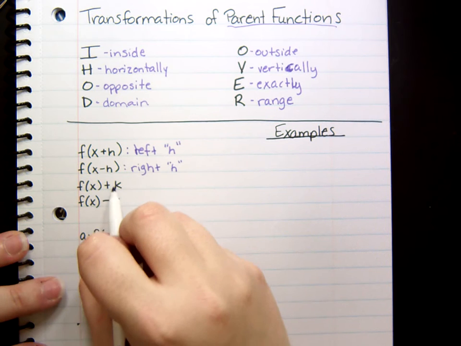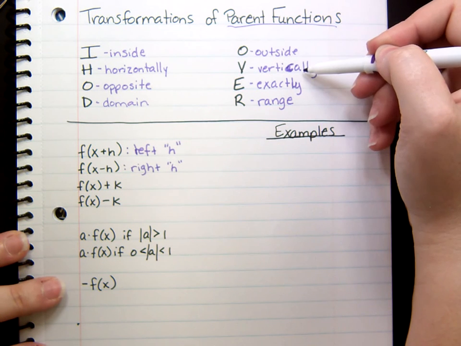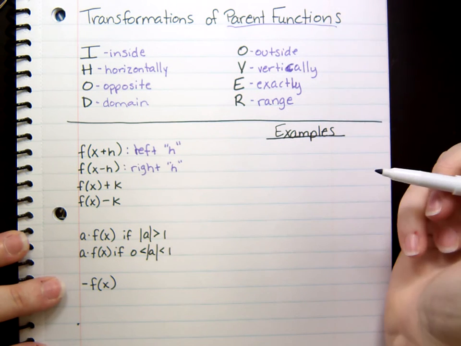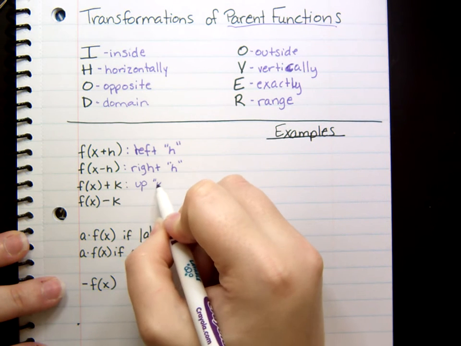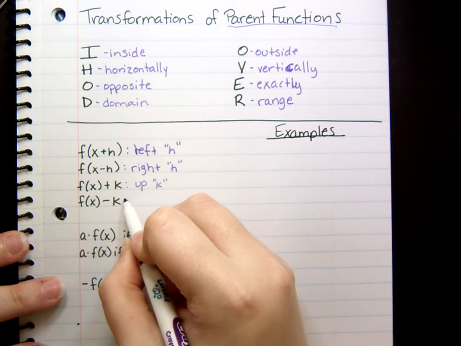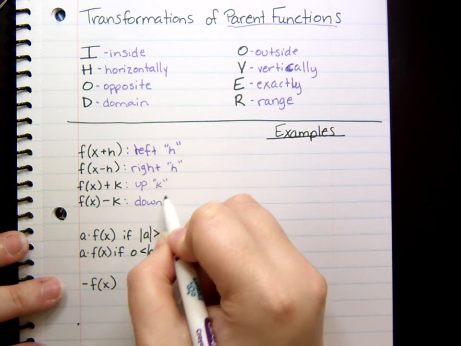Now changes on the outside, like on these two, move the graph vertically in exactly the direction you would think. So adding a number on the outside moves it up that many places. Subtracting a number moves it down that many places.